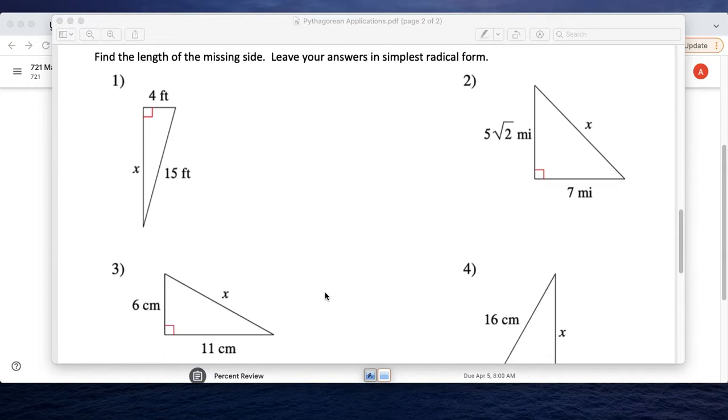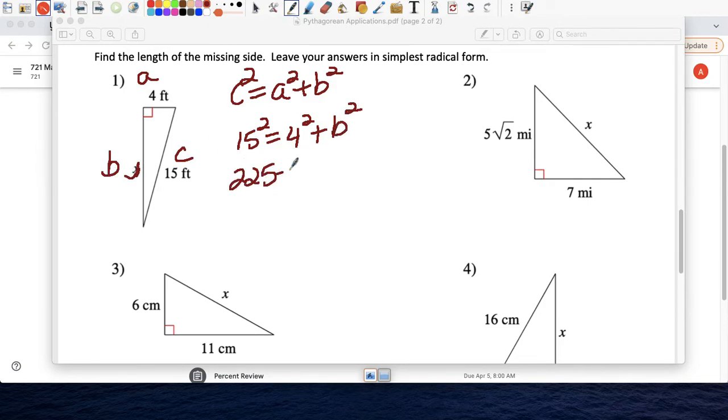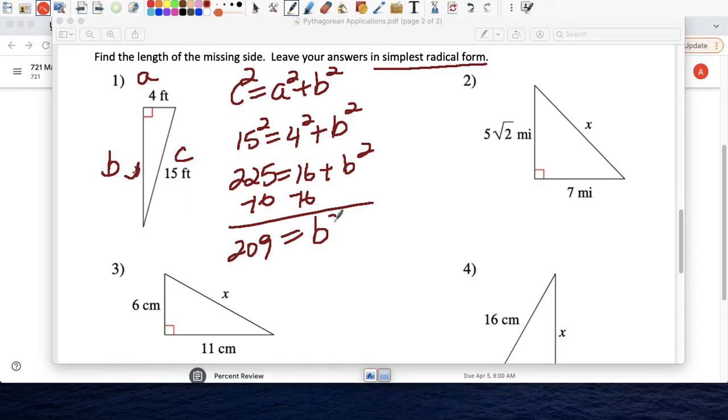Find the missing side. Okay, so that's another application for the Pythagorean theorem. Let's see what's missing. The side that's missing, let's call it B. We do have A, so this is C. So 15 squared equals A squared plus, A squared is 4 squared, and B squared. Instead of X, let's call it B. Okay. 225 equals 16 plus B squared. Let's subtract 16 from each side. 225 minus 16 gives us 209. And it says leave it in simple radical form, and so we'll get to that in a second. B squared.